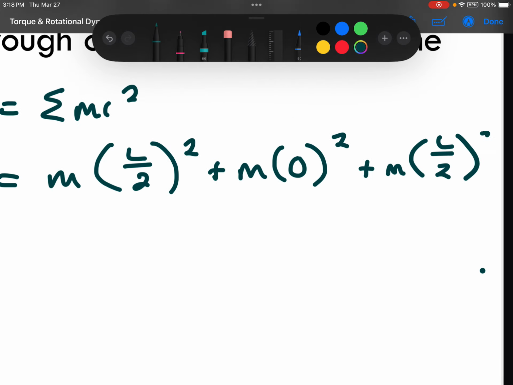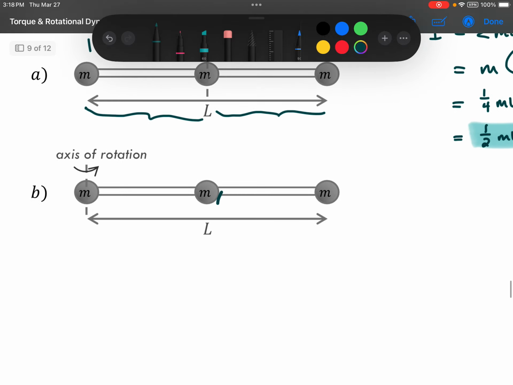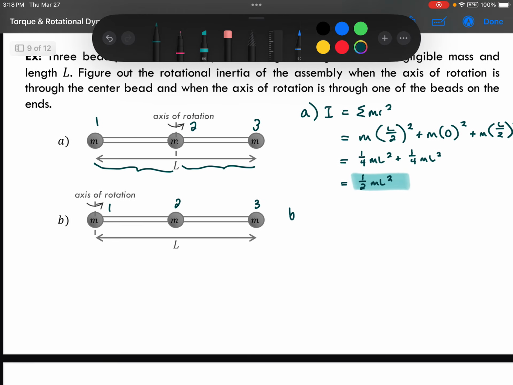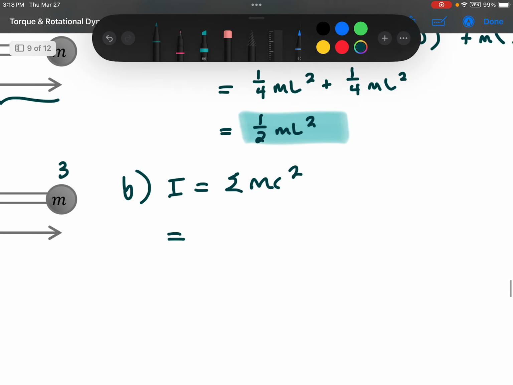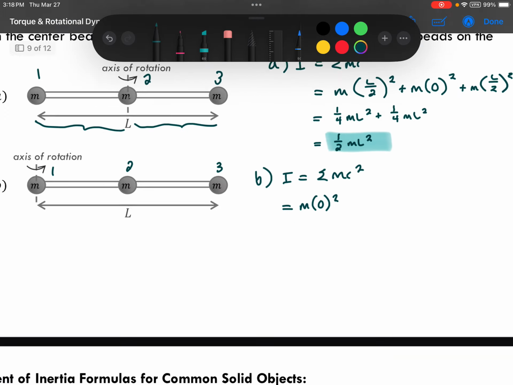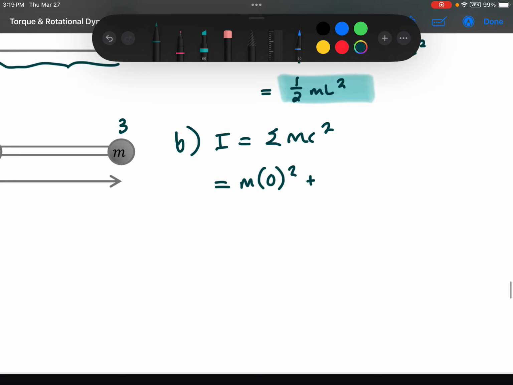All right, we're going to see if anything changes when the axis of rotation is now moved to one end of this rod. I'm going to label the same 3 point masses 1, 2, 3, and let's take a look at that calculation. So I is the sum of mr squared, and first of all, the one on the far left, m, is a distance of 0 squared from the axis of rotation. So that one's not going to contribute to the rotational inertia.